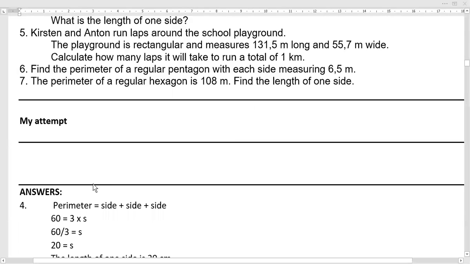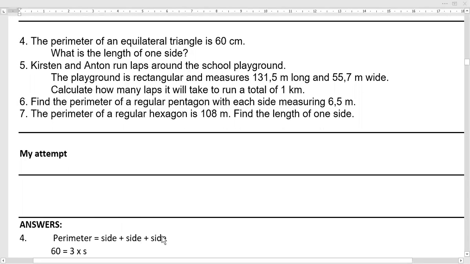Okay, so for the answers, for number 4, it says perimeter equals side plus side plus side. So we've got our perimeter is equal to the 3 sides of the equilateral triangle, right? Because all of our sides are the same in an equilateral triangle, we've got 3 of the same side.